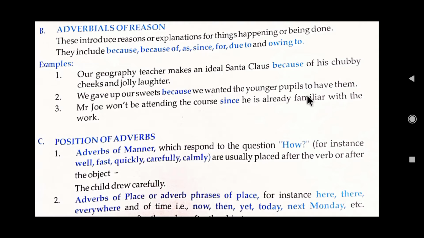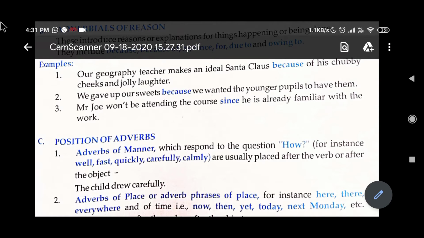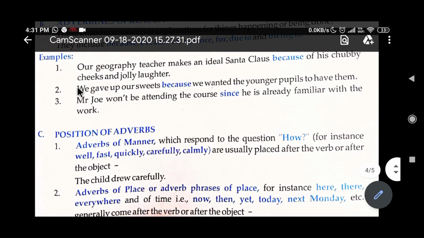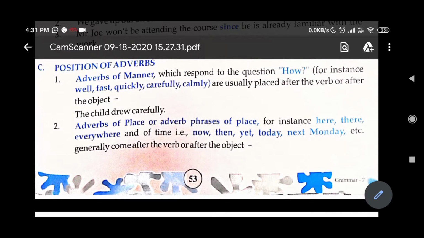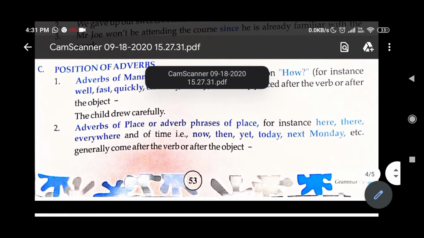Now we gave up our sweets because we wanted the younger people to have them. So why have they given up their sweets? Because they have a reason. They want that the sweets must be taken by the younger people. Next, Mr. Joy won't be attending the course since he is already familiar with the work. So again, why is Mr. Joy not attending the course? Because he already knows that one. Now, position of adverb, where we are going to use the adverb in the sentence. We have to understand that one.